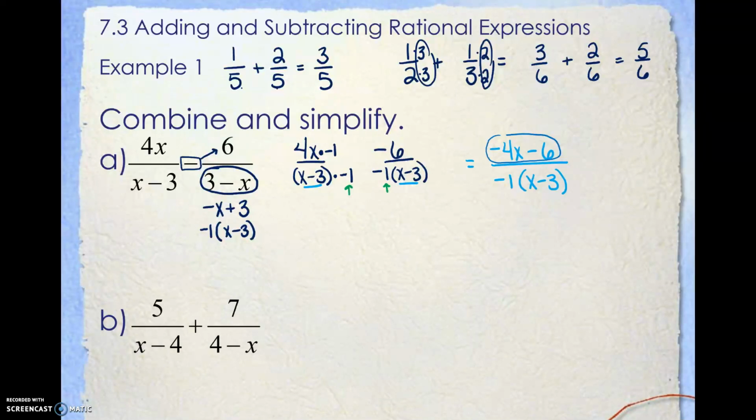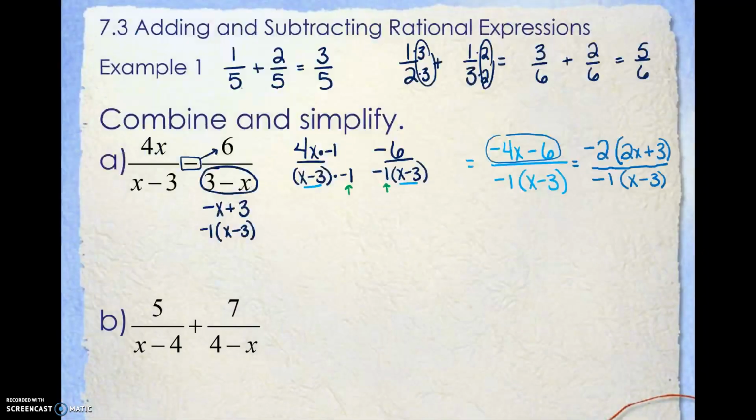is to look at your numerator and see if you can factor your numerator at all. What do negative 4 and negative 6 have in common? Negative 2. Negative 4x divided by negative 2 is positive 2x. Negative 6 divided by negative 2 is positive 3. And on the bottom, we have negative 1 over x minus 3.